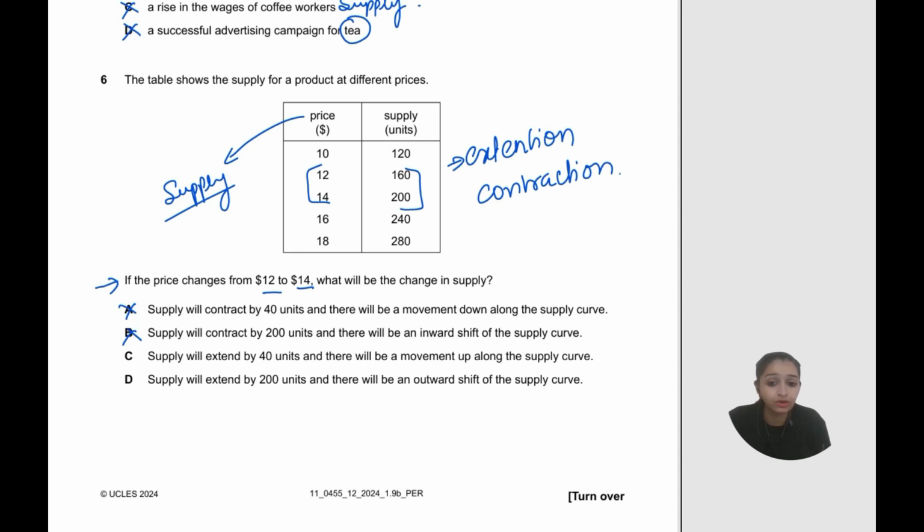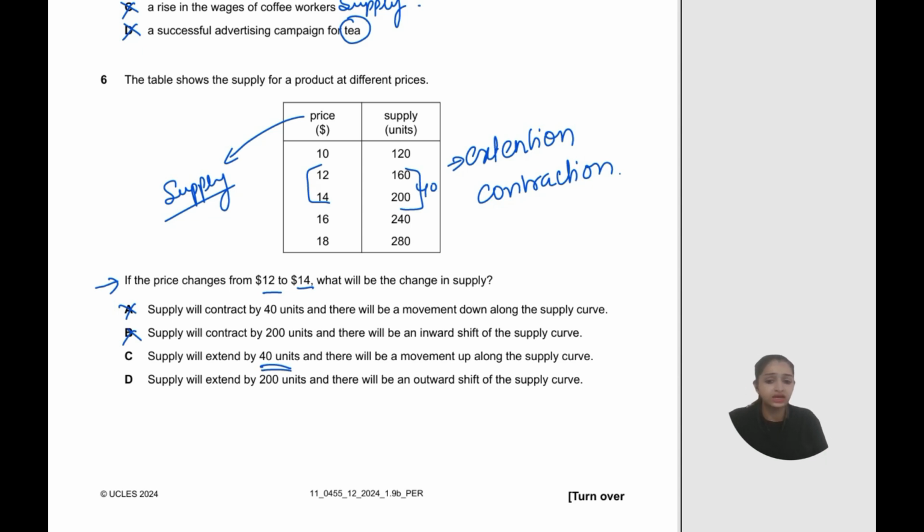Supply will extend by 40 units and there will be a movement along the supply curve. Supply will extend by 200 units and there will be an outward shift of the supply curve. Now, remember, the initial supply was 160 and the new supply is 200. So there is an extension in supply by 40 units. So this is the direct answer.